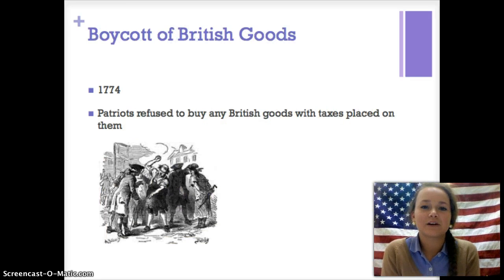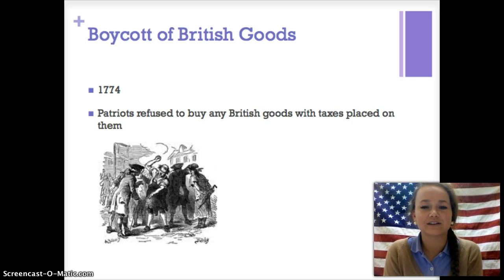The last cause of the American Revolution is the boycott of British goods. This happened in 1774 when patriots refused to buy any British goods with taxes placed on them.